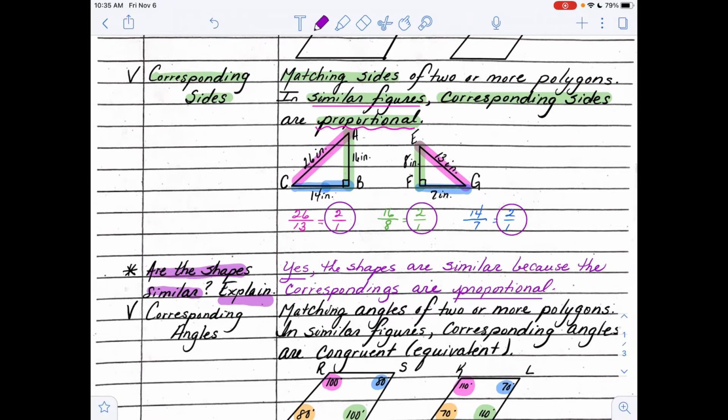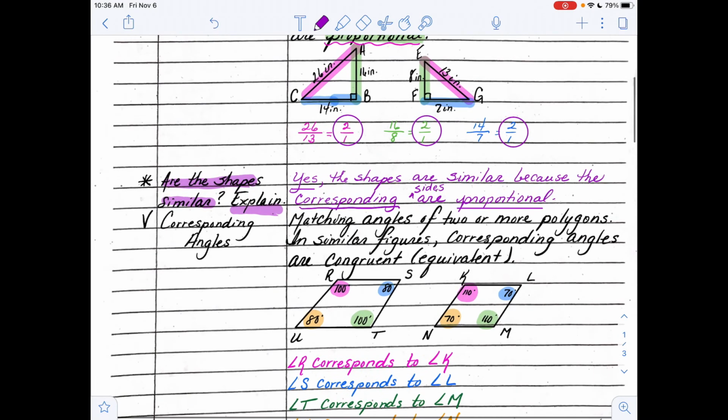Now, if just one of them came up with 3 over 1, then I could use that other kind of reverse explanation of no, they're not similar because the corresponding sides are not proportional. So that's what you're looking for. The shapes are similar because those corresponding, oh, I forgot the sides on there. Corresponding sides are proportional. Those corresponding sides are proportional. So that means, yes, they are actually the exact same shape, just different sizes.